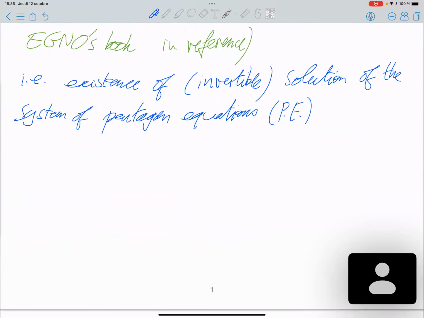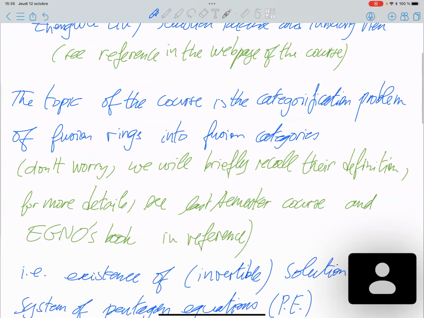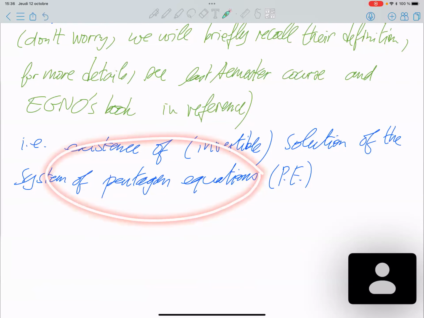So we will see this system of Pentagon equation in full details in this course, because this is the main point of this course, to reformulate the Pentagon equation system pictorially. So here I don't need to recall the definition in this introduction part of what is a Pentagon equation. We will see that in full details later.